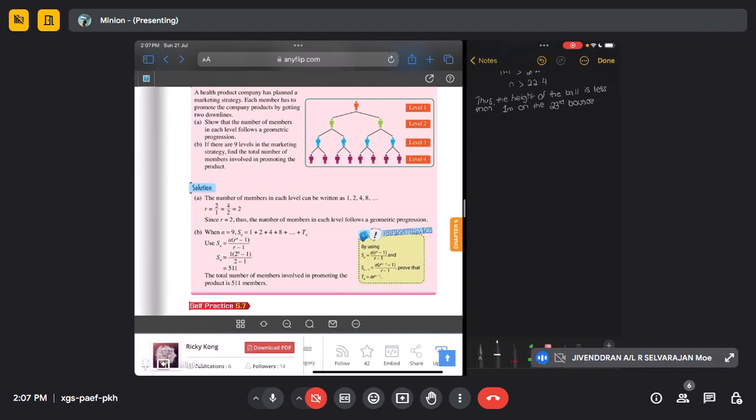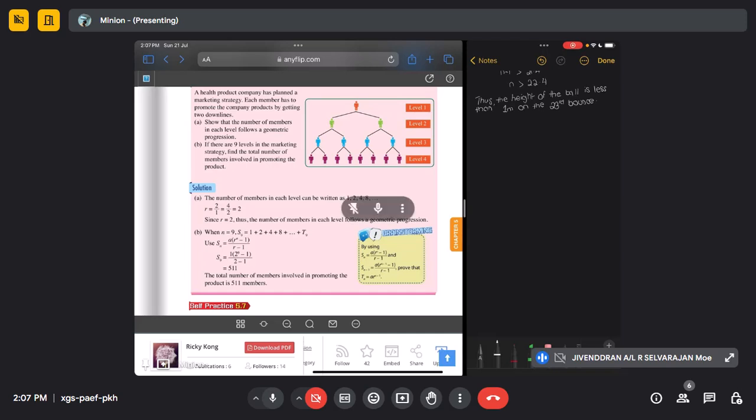A health product company has planned a marketing strategy. Each member has to promote the company by getting 2 downlines. So you can see the picture here. This is what they're trying to say. The first person gets 2 people, then the 2 people each get 2 more people, and so on. It's asking, show that the number of members in each level follows a geometric progression.